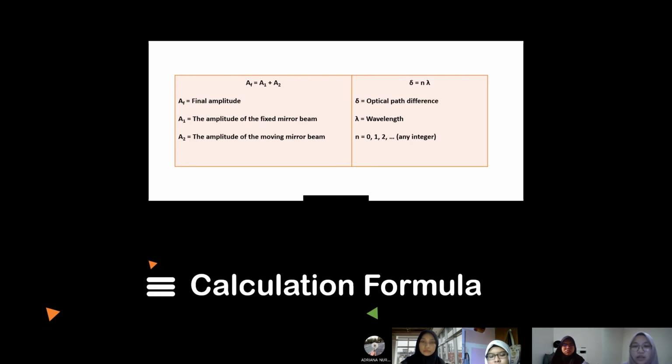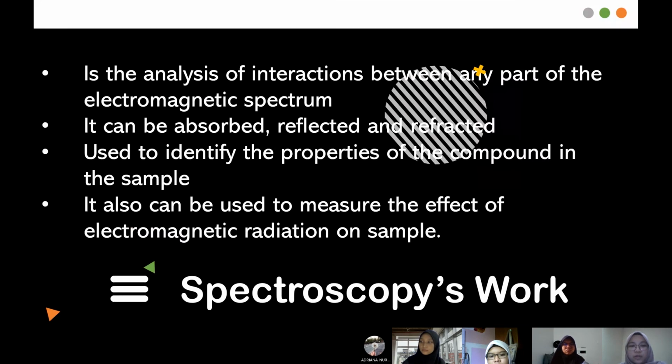Okay, next is how spectroscopy works. Spectroscopy is the analysis of interaction between matter and any part of the electromagnetic spectrum. When the electromagnetic radiation is emitted through a sample, it interacts with the sample and can be absorbed, reflected, refracted, and so on. The absorbed radiation affects the electrons and chemical bonds in the sample. Spectroscopy can show how the incident irradiation is able to affect the sample.